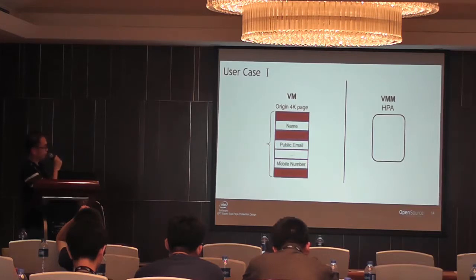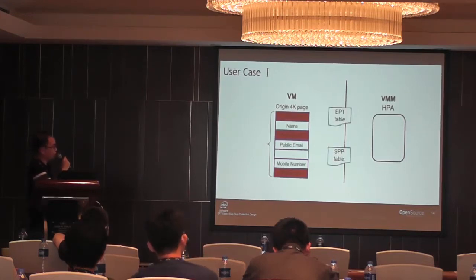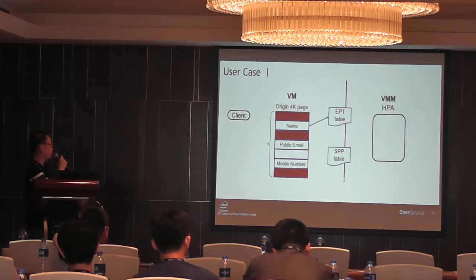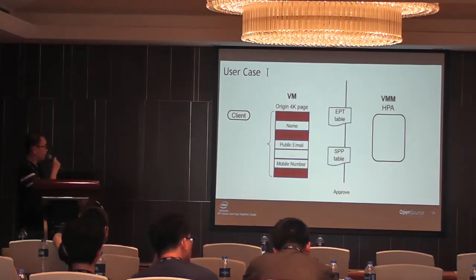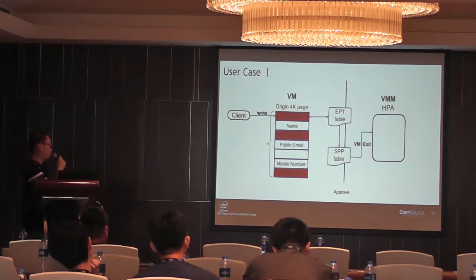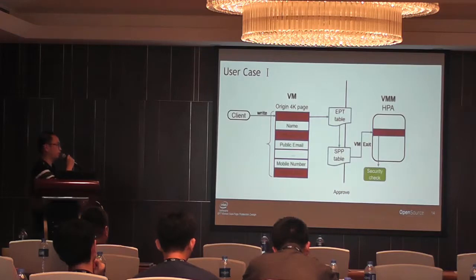Let's take a look at the process of the first use case. We have some different types of fields. Assume the EPT and SPP tables are already prepared at this time. If a client reads the public data area, it will look up the EPT tables and the SPP tables, find the data area accessible, and the access is approved. Next, if the client writes to the private data area, we also look up the EPT tables and SPP tables and find it is protected, so it traps to the hypervisor. The hypervisor finds it is a protected area and does some security checks, and the access is denied, trapped, or approved by the hypervisor.